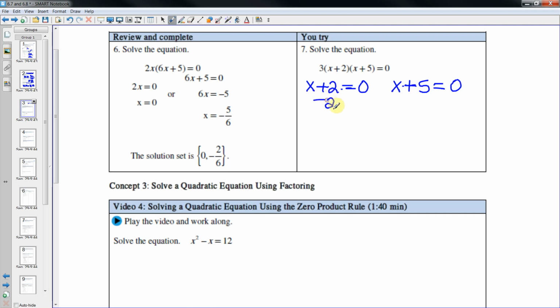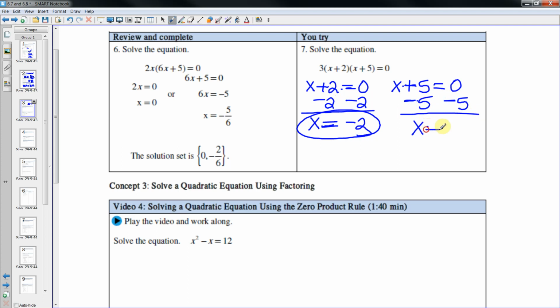Alright, on this first one, I hope that you subtracted 2 from both sides and got x equals negative 2. And then on the second one, I hope you subtracted 5 from both sides and got x equals negative 5. So there's my two answers.